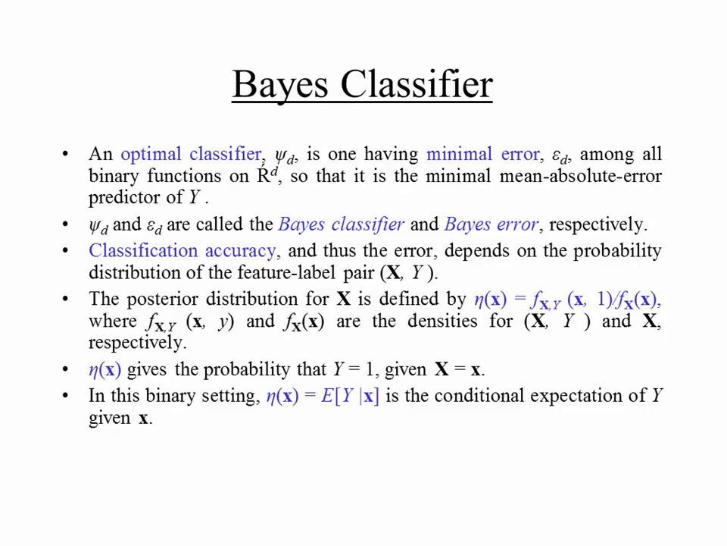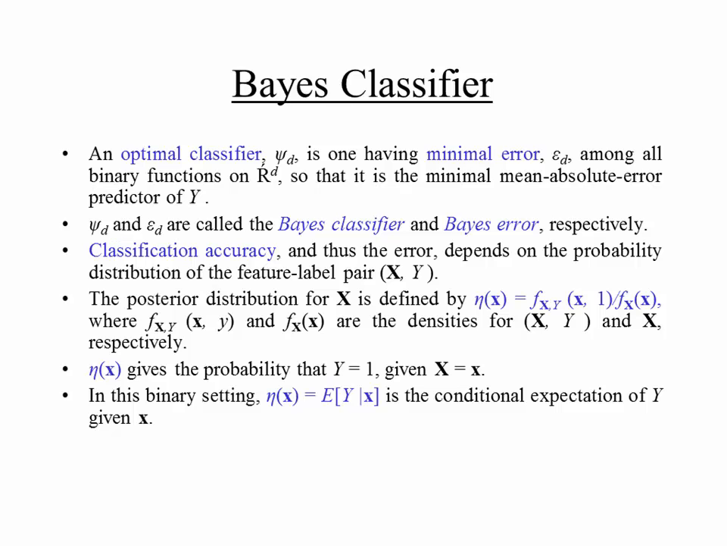Now let's define a few quantities that will be necessary to derive the expression for the optimal classifier. The posterior distribution for x, where x is the observation, the feature that you're going to see, is defined by eta of x equals the joint density of x and y evaluated at y equal to 1, divided by the marginal density of x. So eta of x actually gives you the probability that y equals 1 given X equals x.